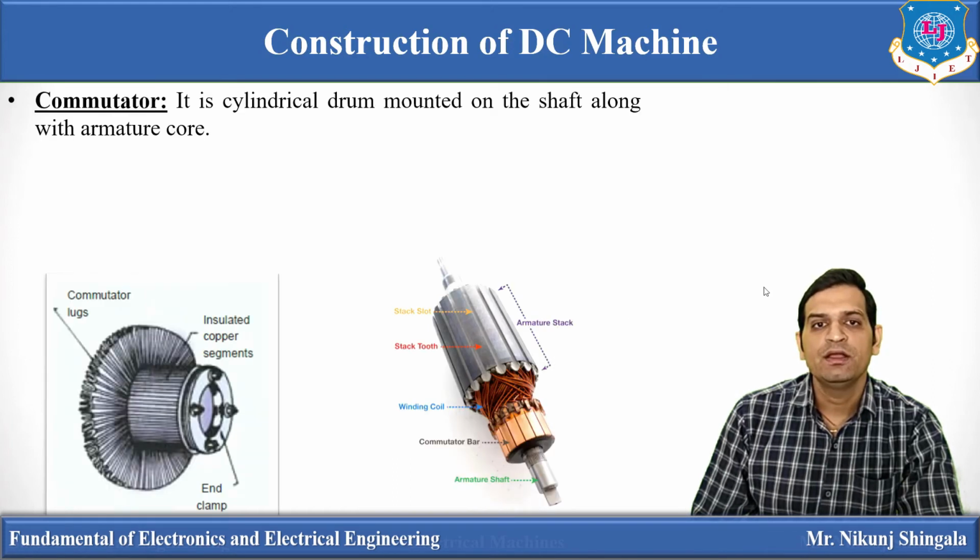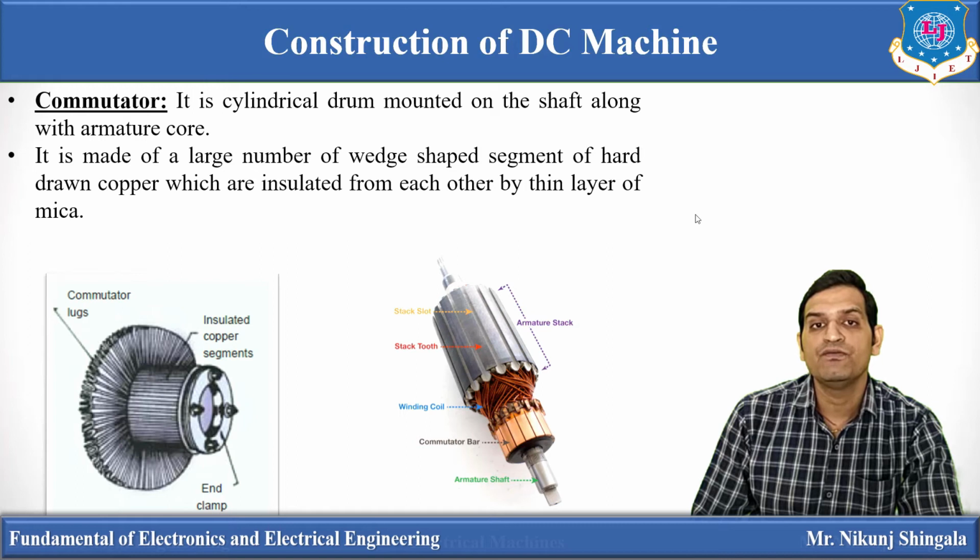Next one is the commutator, which is a cylindrical drum mounted along with the armature. It is mounted on the same shaft on which the armature is mounted. You can see here the commutator mounted along with the shaft. It is made up of a large number of wedge shaped segments of hard drawn copper material, and all these copper segments are insulated from each other by a thin layer of mica.